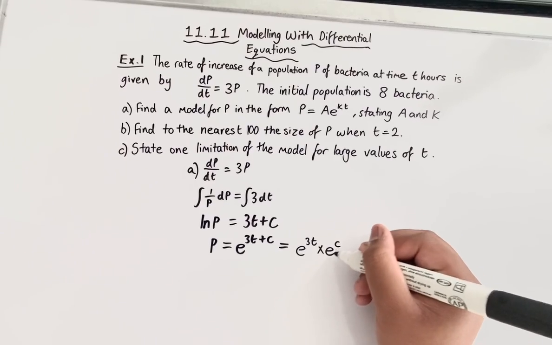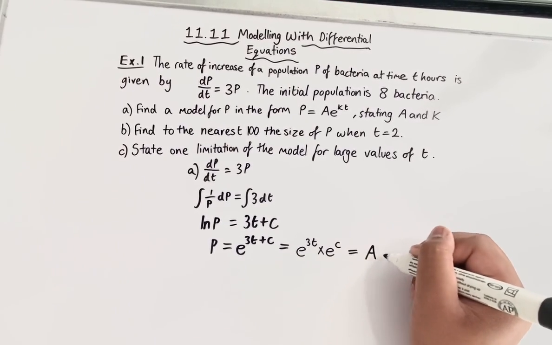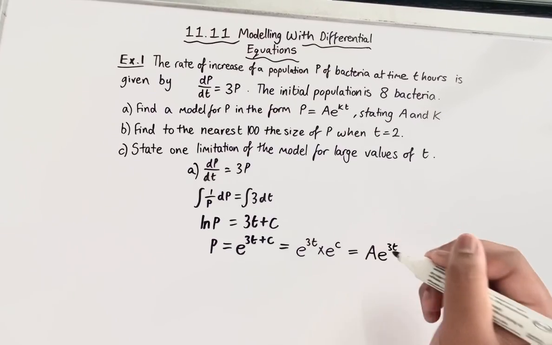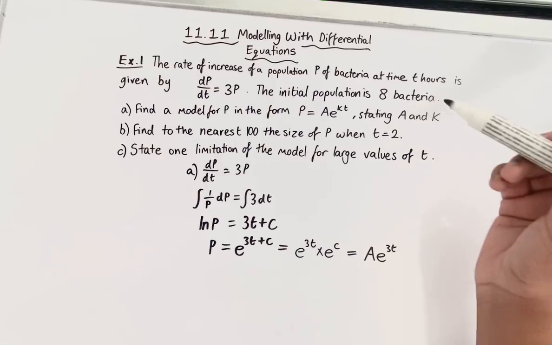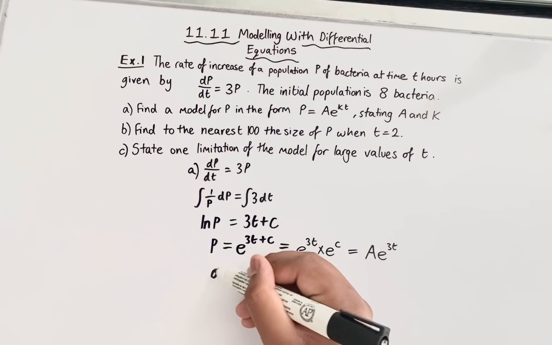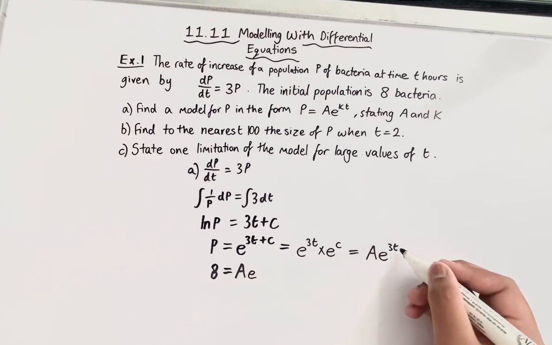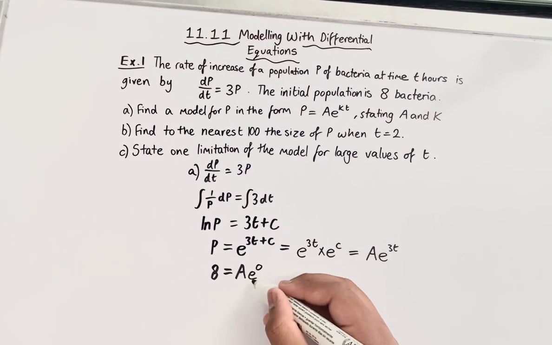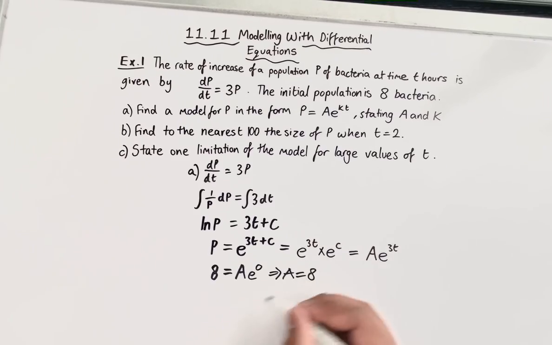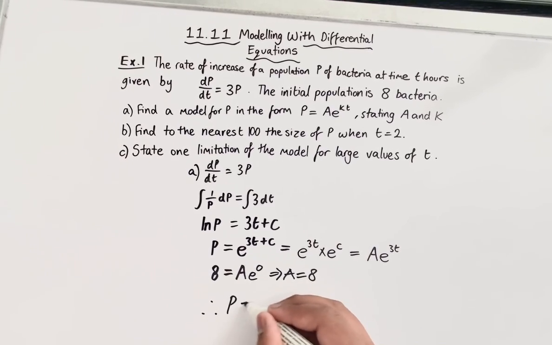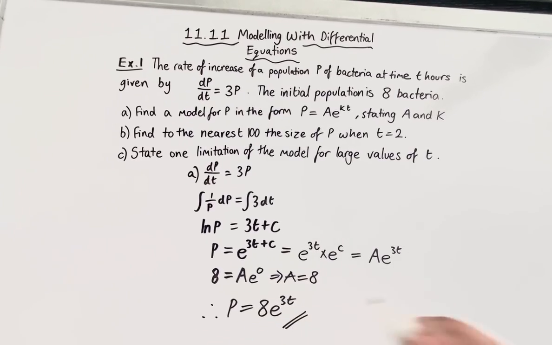And as e is a constant and c is another constant, we can just write this as A multiplied by e^(3t). Now we need to find A. We know the initial population is 8 bacteria. This is when t is 0. So we can say 8 = A multiplied by e^(3 times 0), which is just e^0, and e^0 is 1. So we get A = 8. And so therefore, P = 8e^(3t).